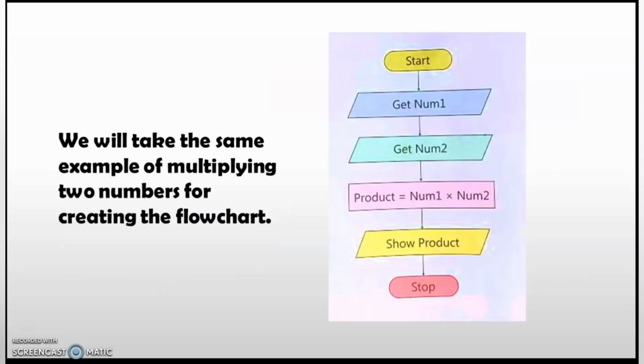Okay, now next we will take the same example of multiplying two numbers for creating a flowchart. Now let us take an example again, that of multiplying the two numbers. As you can see in the picture here, the first one is a rounded rectangle, and it is written start there. I already told you that with the help of an oval or a rounded rectangle we start a flowchart.